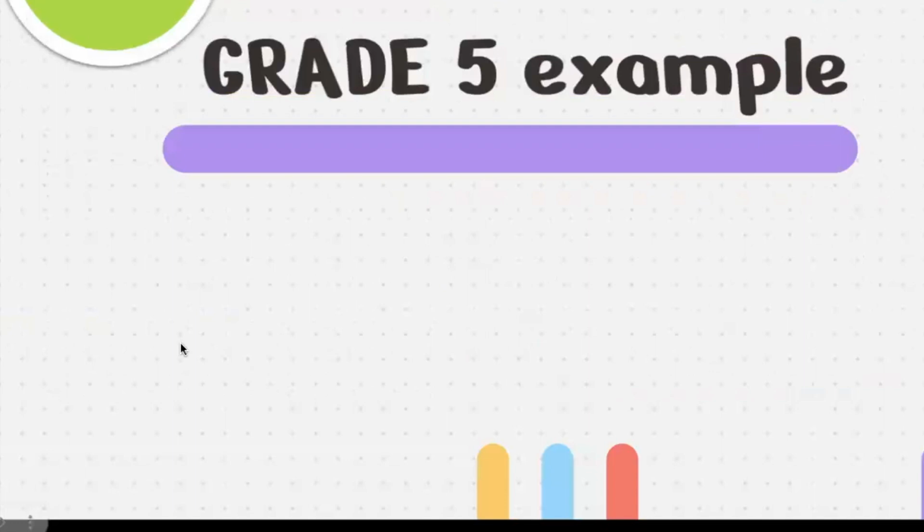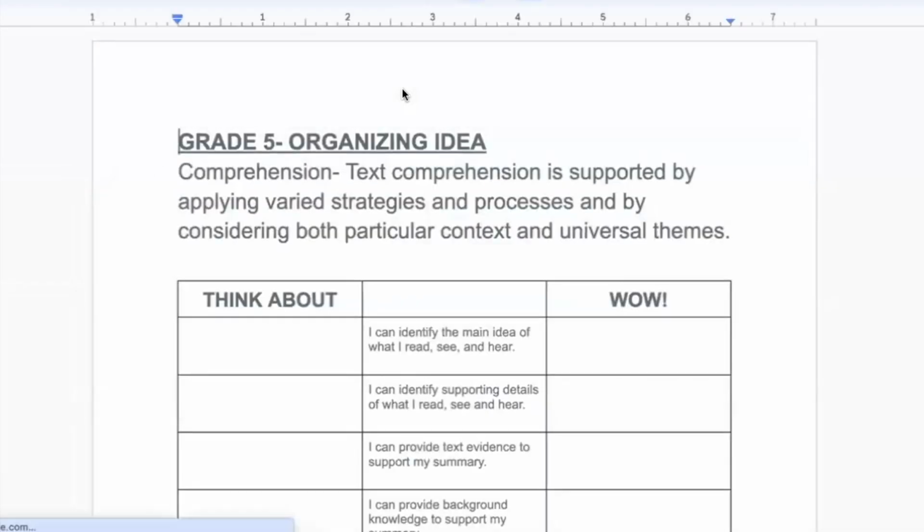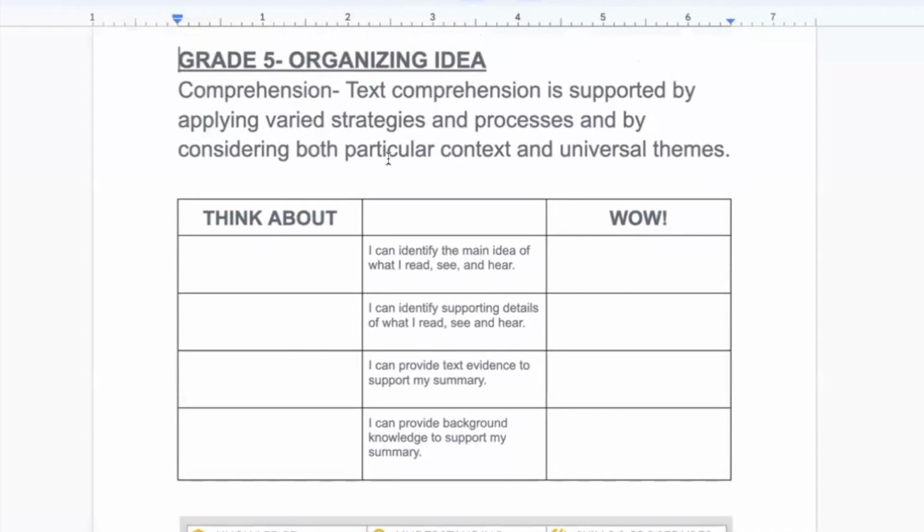Okay, let's look to grade 5. So what does this look like in grade 5? We've done a writing sample in grade 2. Let's jump to grade 5 to give you an idea of what a grade 5 example could look like.